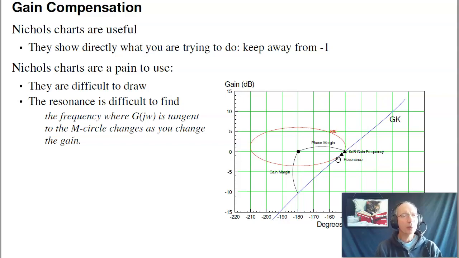The problem with Nichols charts is they're really hard to use. They're difficult to draw, way better now that we have MATLAB, but they're still kind of painful to draw. The resonance frequency is hard to figure out because I'm trying to find out which point is tangent to the M circle, and tangent points are kind of hard to see. It'd be nice if there was a simpler way to do that. That's where we come up with the concept of phase margin in Bode plots.